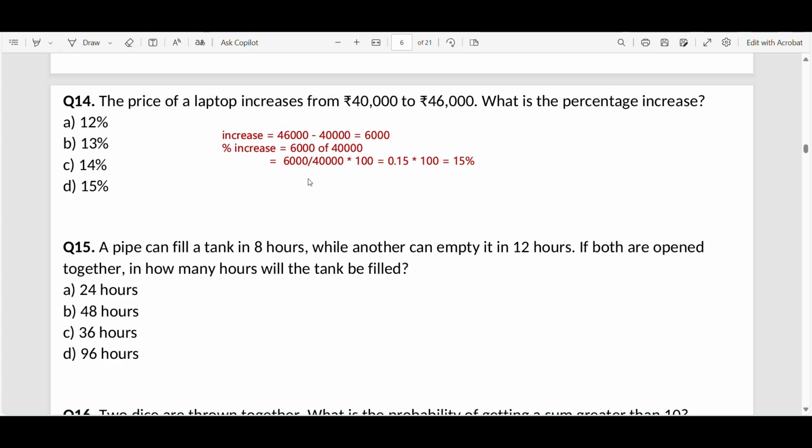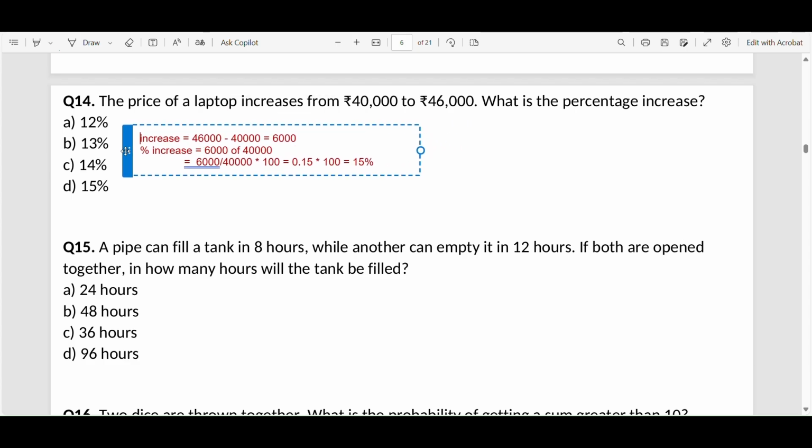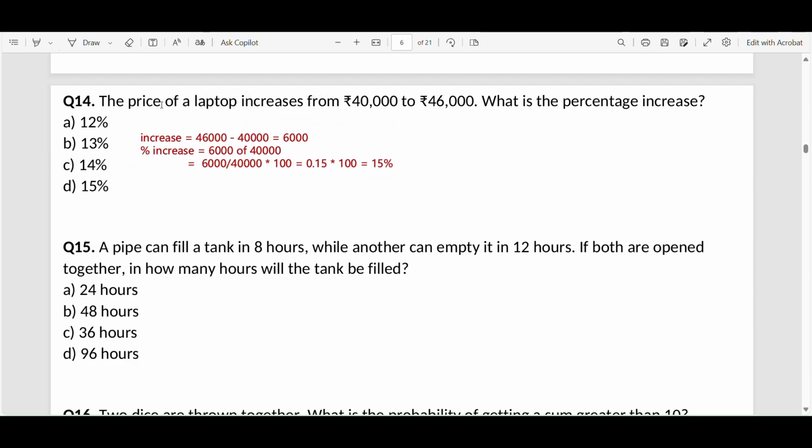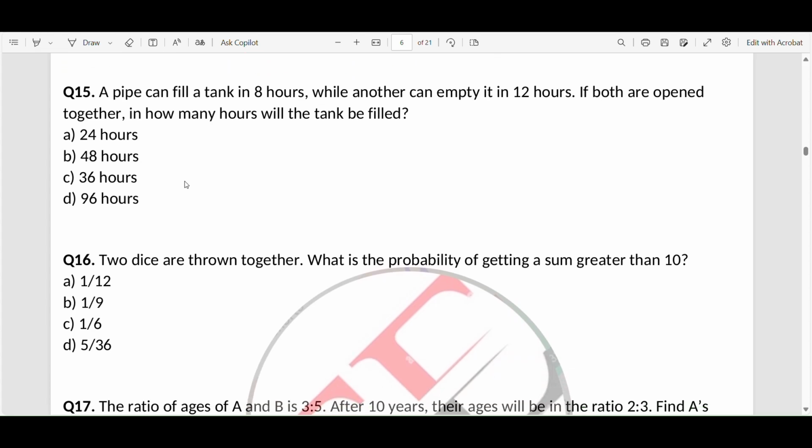Yes, 15%. This is the explanation for this. So the final percentage increase of the price of the laptop is 15%. So this is the answer here. So let's move on to the next question, which is question number 15.